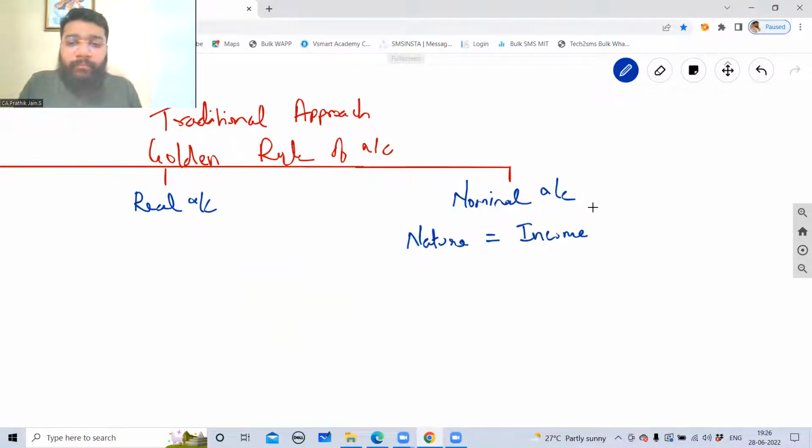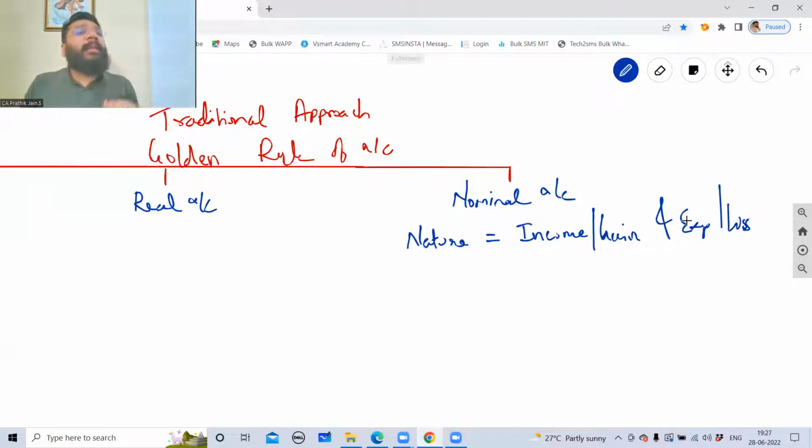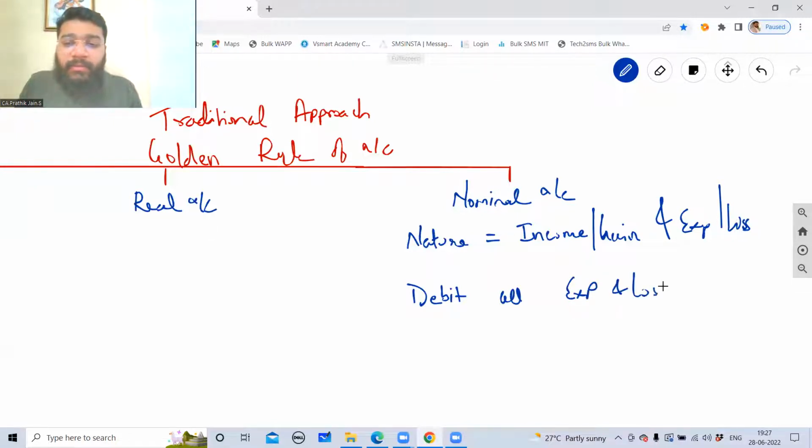Income, gain, and expense, loss. So once they come and assemble in front of the nominal account, the nominal account says that the rule that you will follow is: debit all expenses and losses. So if you are an expense, debit yourself. If you are a loss, debit yourself. So you have to wear a jersey. Which jersey? Debit jersey. Now this is like a game.